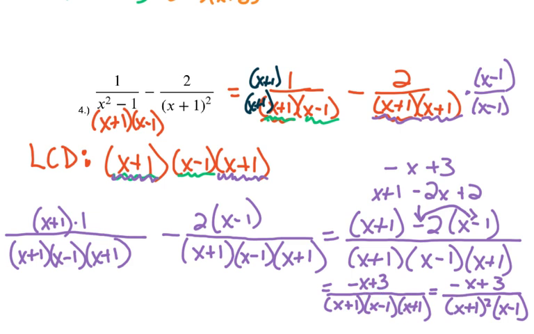With these problems, the goal is to find the least common denominator, or LCD, and then ask yourself, what do I need to multiply each term by so that the denominator has that same LCD? And don't worry, we'll get lots of practice with these problems in class.